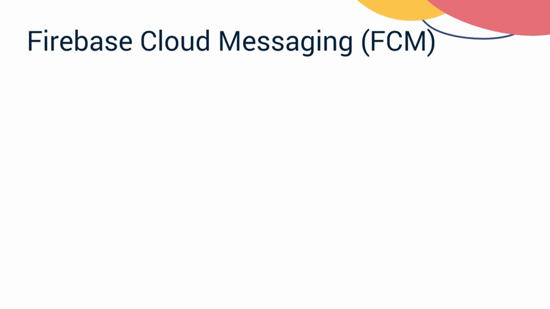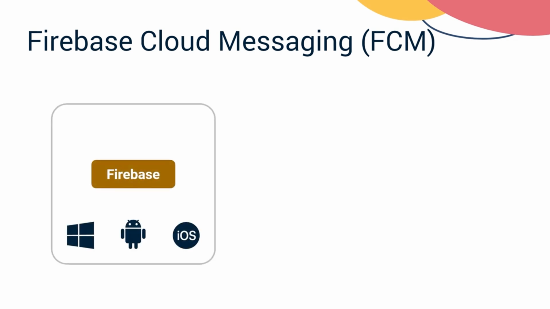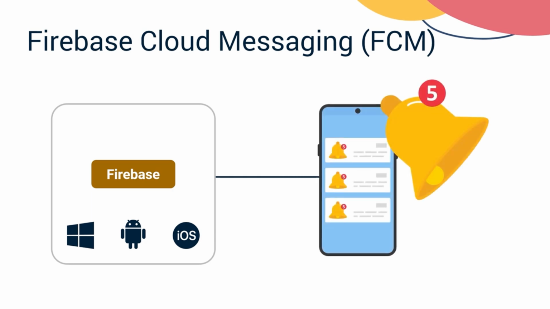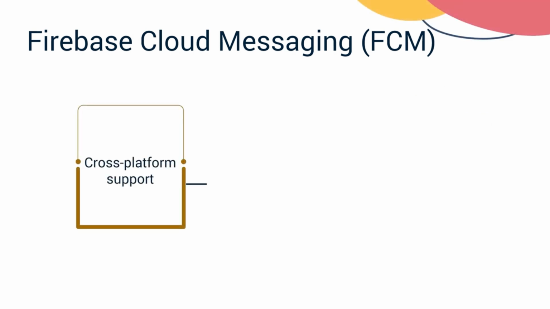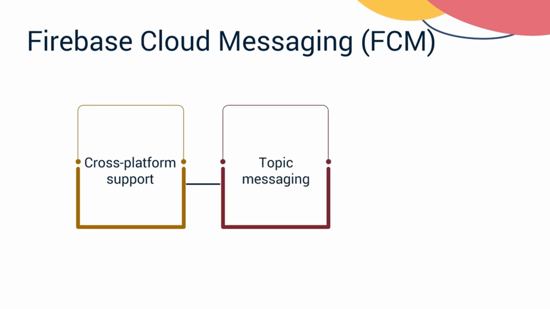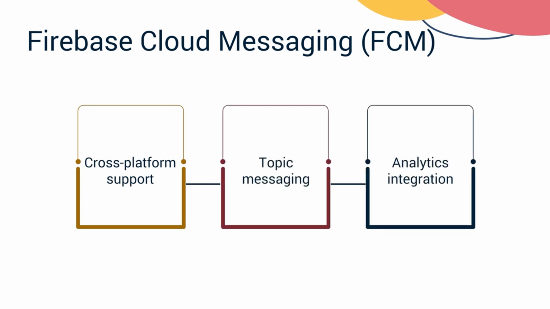Now that you understand how notification delivery systems can engage users, let's explore one of the most widely used tools, Firebase Cloud Messaging, or FCM. FCM is a notification delivery system provided by Google. It allows developers to send notifications across multiple platforms, such as Android, iOS, and web applications. FCM offers several key features: cross-platform support, topic messaging, and analytics integration. Let's explore these features in detail.